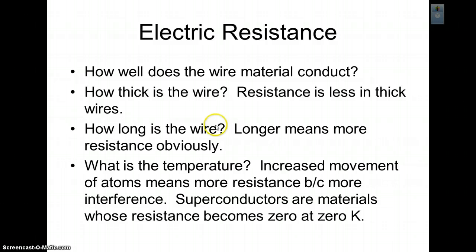Electrical resistance can be answered a couple of different ways. How well does the wire material conduct? Copper is a great conductor. How thick is the wire? Resistance is going to be less in a thick wire. How long is it? Longer just means more resistance, obviously, because you have to get through more. What is the temperature? Increased movement of atoms means more resistance because there's just more interference. And superconductors are materials whose resistance becomes 0 at 0 Kelvin.